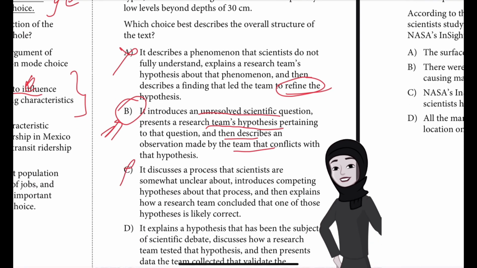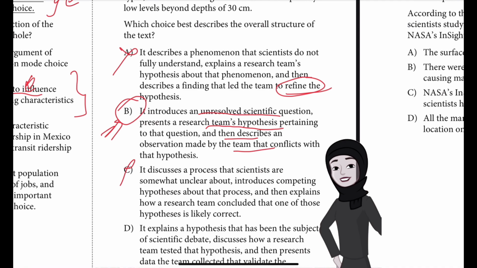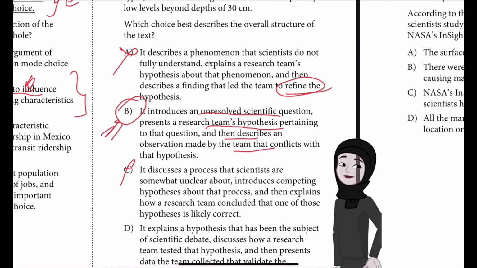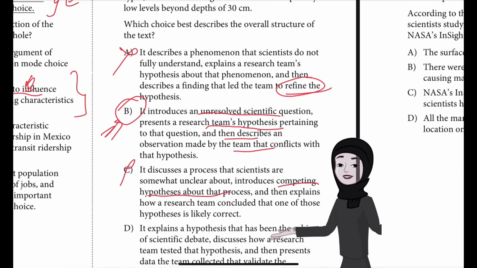And C is incorrect because the text doesn't discuss a process at all. Rather, it poses an unsolved scientific question and presents a hypothesis that Okolo and colleagues tested to answer that question. Moreover, the text only describes one hypothesis. It doesn't mention any competing hypothesis, nor does it suggest that Okolo's team was able to determine which hypothesis was correct. So there was no competing hypothesis and all those things at all.